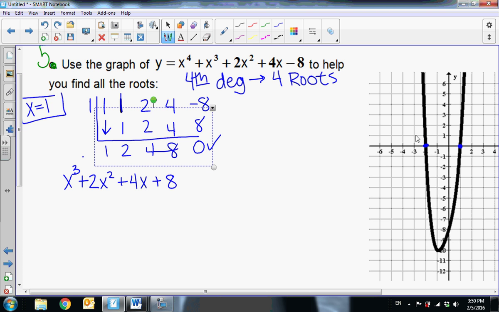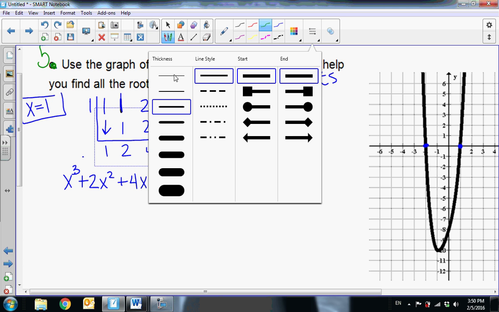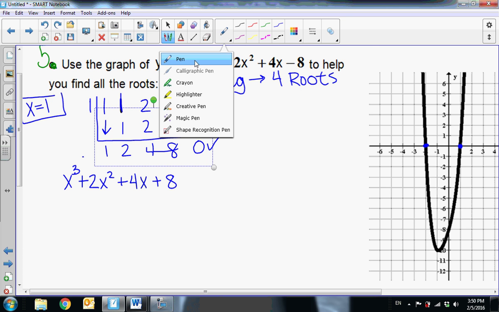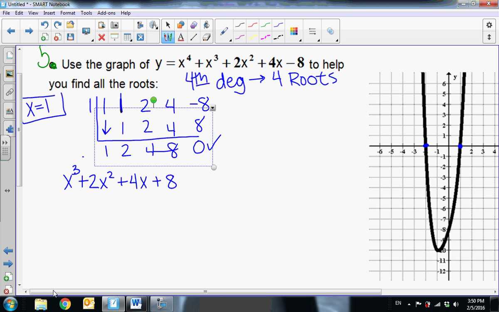Yeah, divide by x plus 2. We divide by x plus 2 to show that x equals negative 2 is a root. So let's set up synthetic division for that. Because we've got to keep getting it down to a quadratic so that we can solve it. So now we're checking the root x equals negative 2.